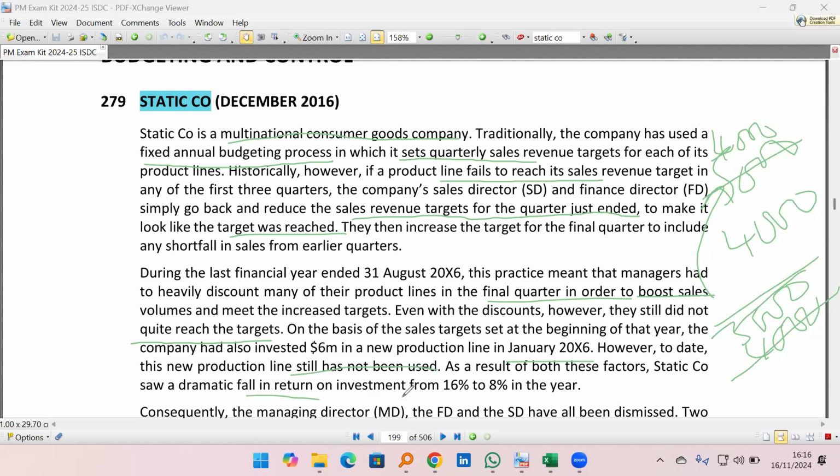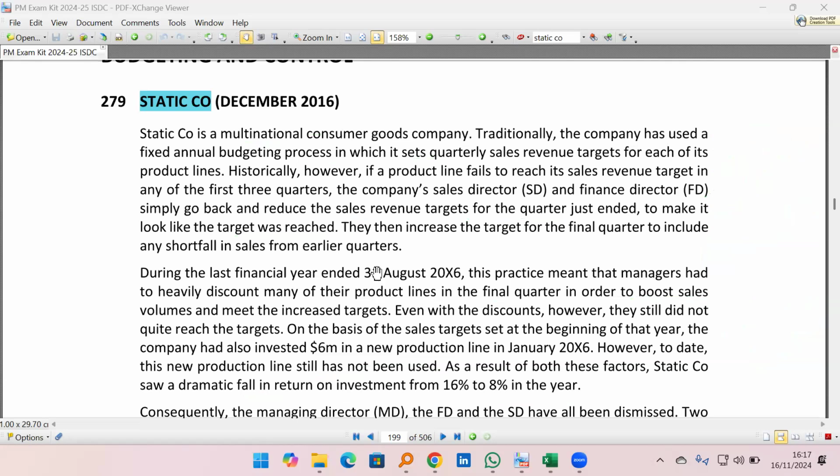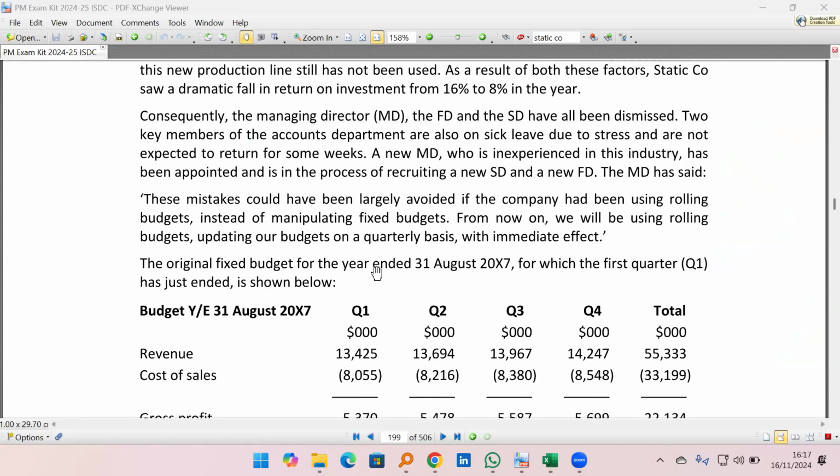Start saw a dramatic fall in returns on investment from 16 to 8% in the year. So they have told you 2 reasons why the return on investment has reduced. One, there was a production line that they set up, but they invested the money and have not used it this year. And also, the shifting goalposts. Those are things that you need to discuss when they ask you to do so.